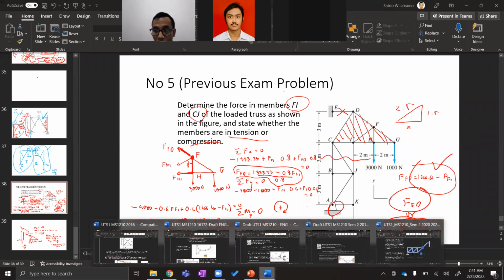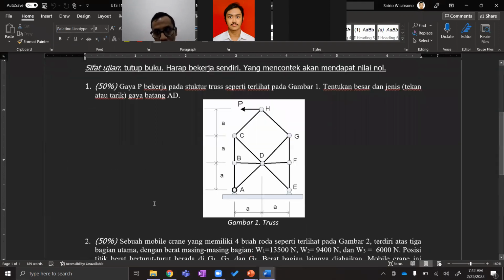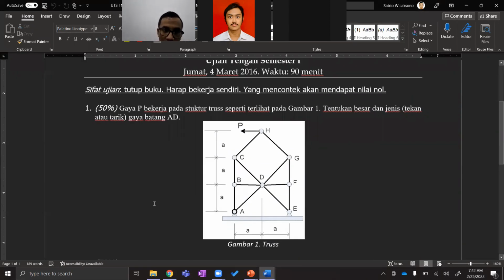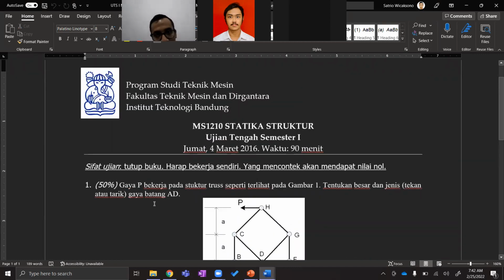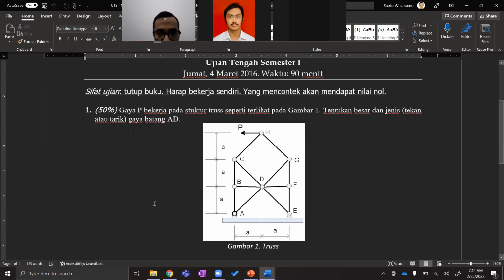In order to prepare you for the exam, I already took a look at the previous exams. So you can see here, this is the exam from six years ago. I've been at ITV since 2014, so it's been 8 years. So it's 6 years ago, and the first problem here is a truss problem.